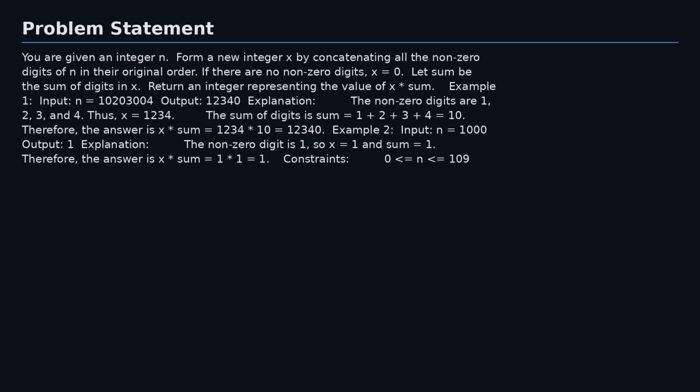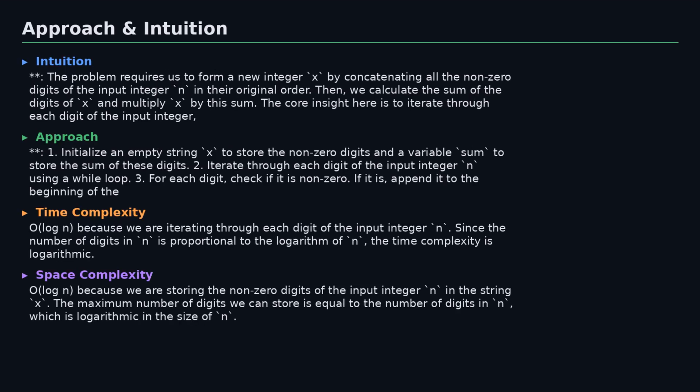calculation on it. So, the core insight here is to think of the digits of the input integer as individual elements that we can filter and combine in a new way. It's like taking a bunch of Legos and selecting only the ones we want, then connecting them together to form a new structure. In this case, our Legos are the non-zero digits of the input integer, and we're connecting them together to form a new integer. This intuition is key to understanding how we can approach the problem.